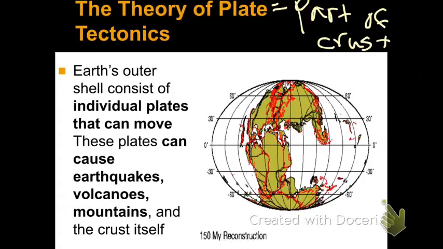So they're very, very similar theories that go together, but they do have two separate names. As these individual plates move in the past and as they currently are moving right now, they can cause some different things to occur. We have earthquakes because of this plate movement. We have volcanoes because of plate movement, and we also have mountains because of plate movement.